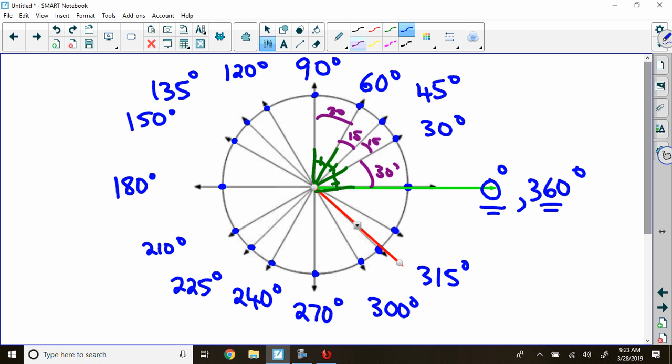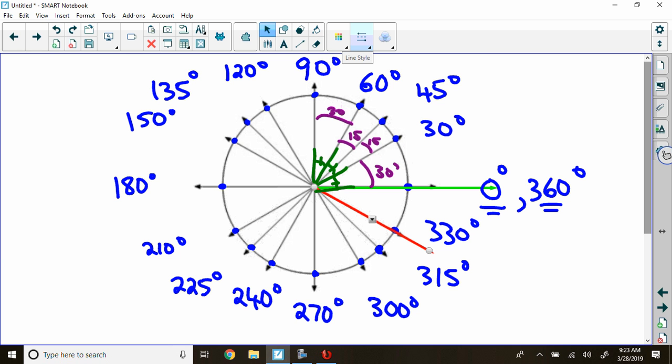Alright, so then we got 315, and the last one is great. This is where we lose it. So 3 up. 330 degrees. Okay. So again, memorization.